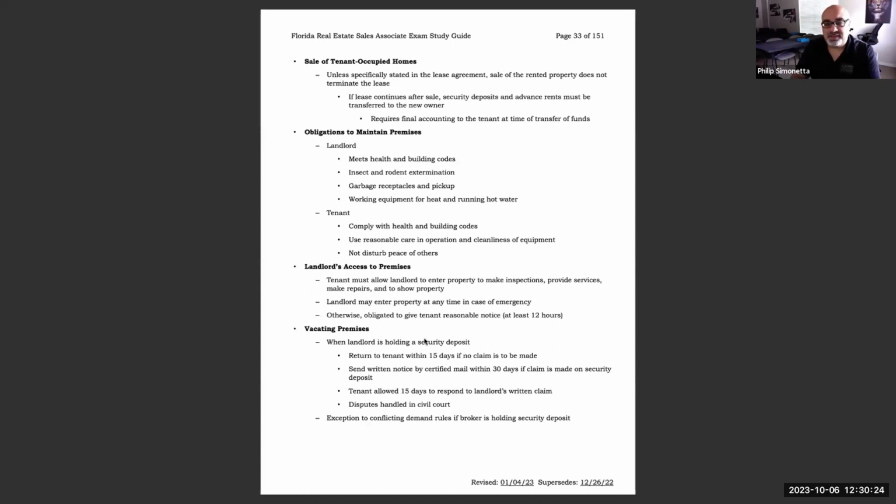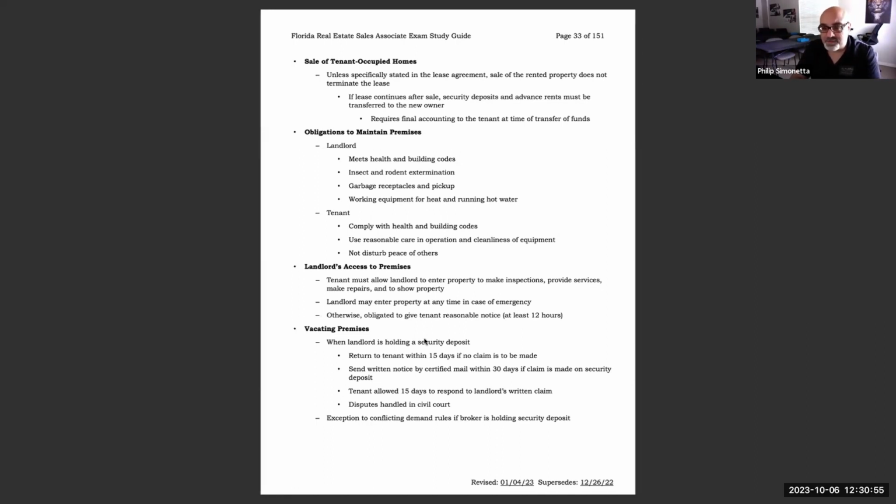Okay, now obligations to maintain the premises. The landlord must meet health and building codes, insect and rodent extermination, garbage receptacles and pickup, working equipment for heat and running water. If those things aren't being provided for, they're in violation. A tenant must comply with the health and building codes, use reasonable care of operation and cleanliness of equipment, and not disturb the peace of others.